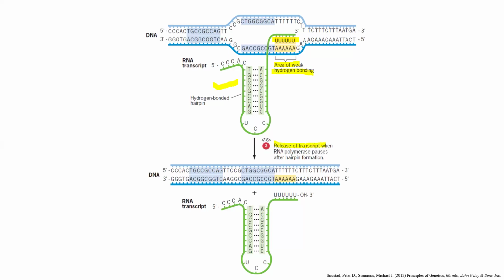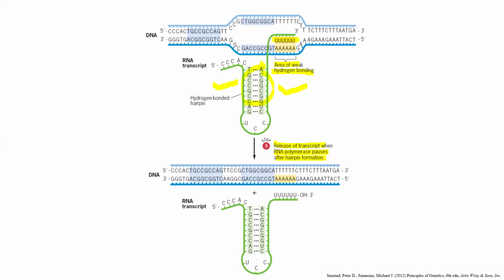And this transcript is released not just because of the weak AU base pairing, but also because RNA polymerase has paused here. And RNA polymerase has paused here because of this hairpin structure. This hairpin formation occurred because of the inverted repeats. So this is how termination of transcription in E. coli occurs via the rho independent mechanism.